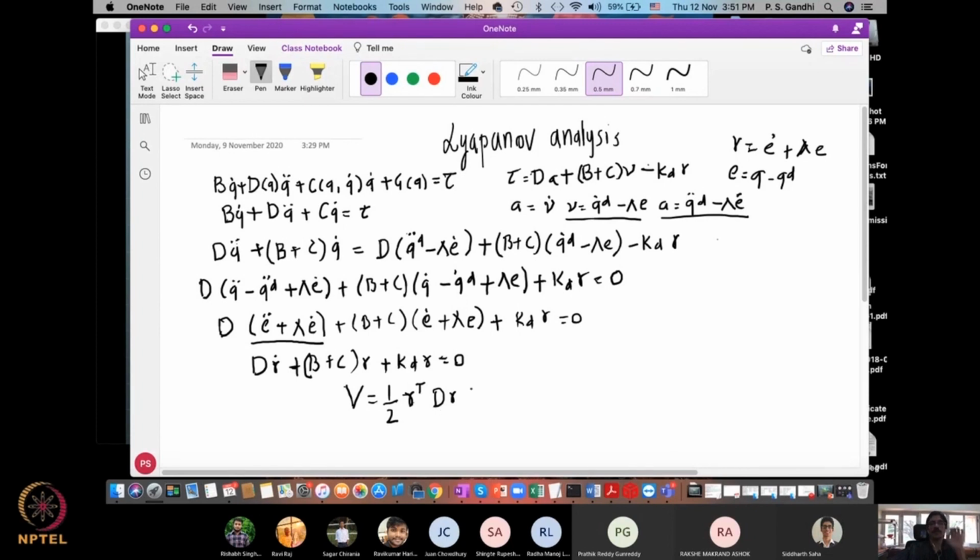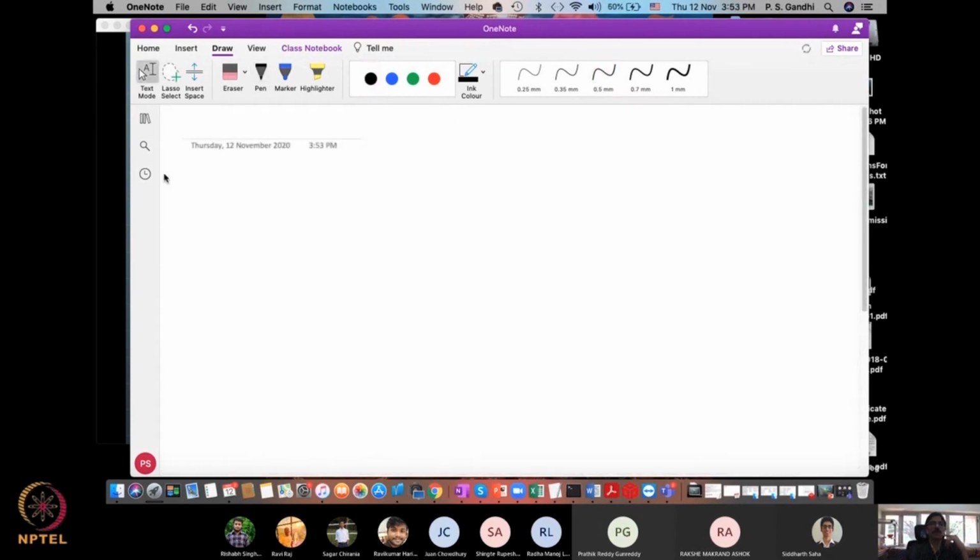That is an important concept here, based on our understanding of positive definite functions. And we now want to propose this candidate function, which is positive definite. Now you can work out further from here. Suppose I take a derivative, V dot.